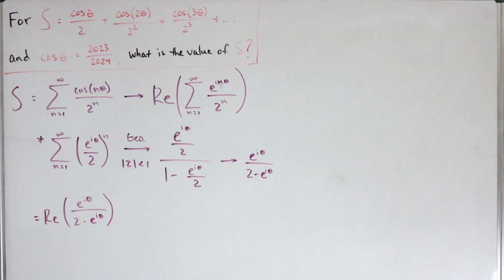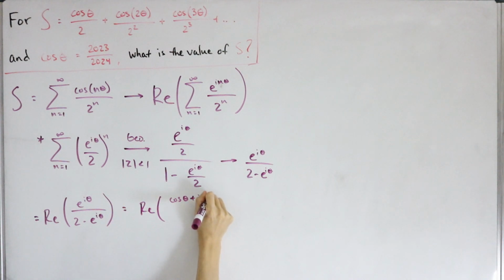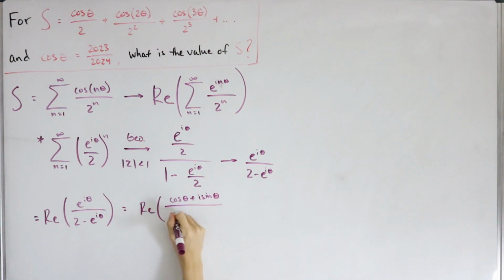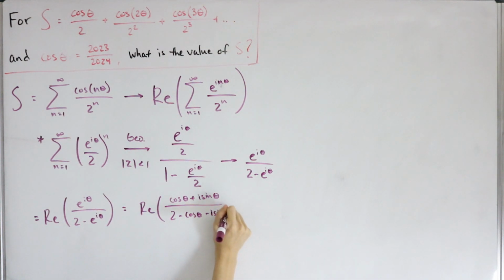Okay, so to convert this even more such that we can actually continue with the simplification, why don't we write out its full formula? So that means cosine plus i times sine. So the real part of cosine theta plus i times sine theta, and then all this being divided by 2 minus cosine theta and then minus i times sine theta.